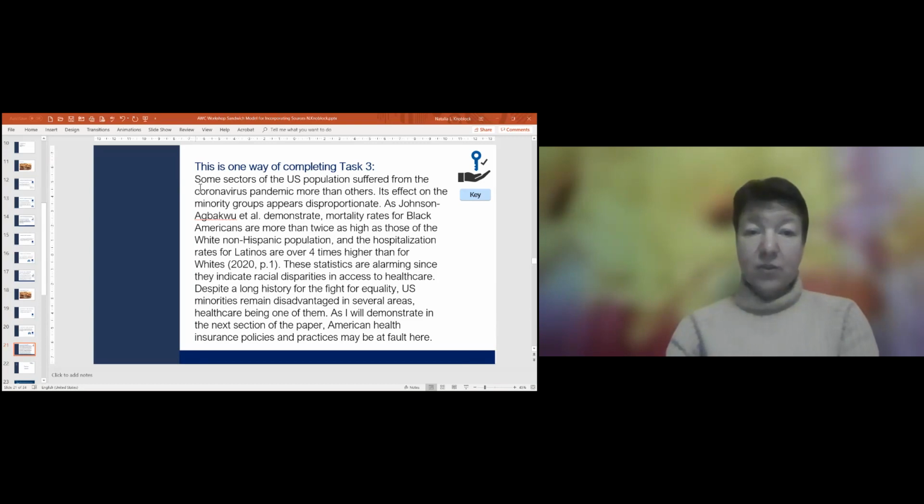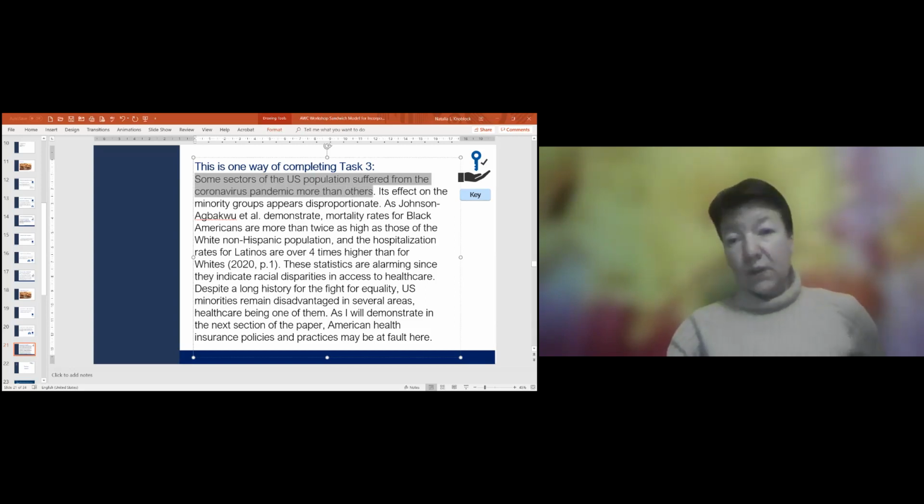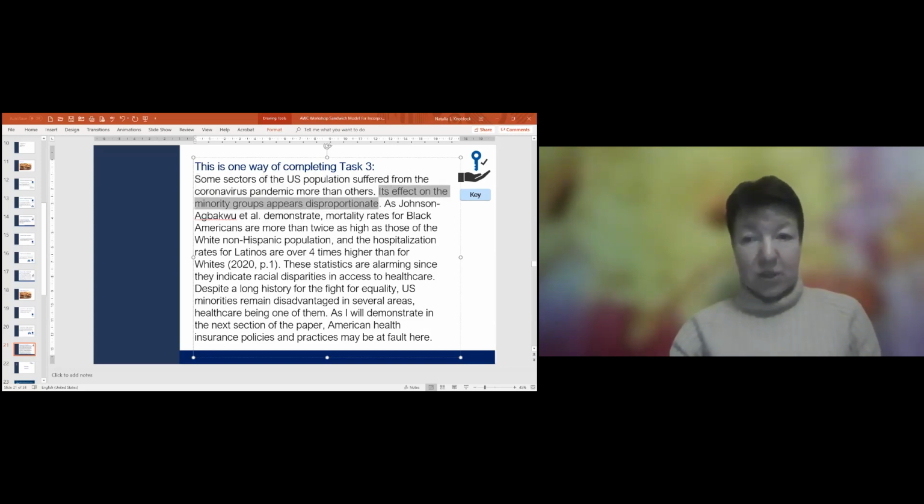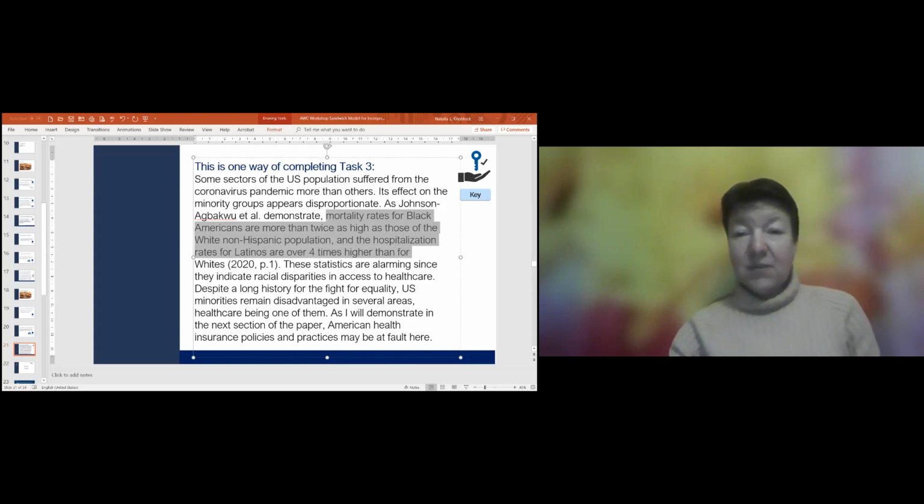So I would start with the introductory sentence. Some sectors of the US population suffered from the coronavirus pandemic more than others. Okay. I just introduced what my paragraph is going to talk about. So its effect on the minority groups appears disproportionate. That's my discussion sentence. Now I go to my attribution, as Johnson, Bakwu et al. demonstrate. I go to my summary. Mortality rates for Black Americans are more than twice as high as those for white non-Hispanic population, and the hospitalization for Latinos are over 5 times higher than for whites. Here's my citation, 2020, page 1.